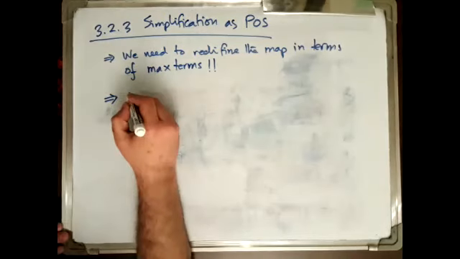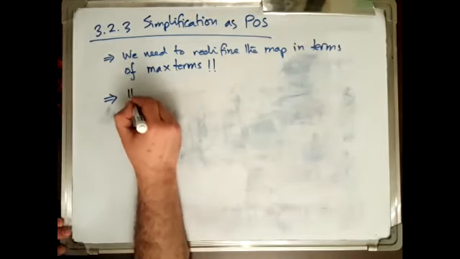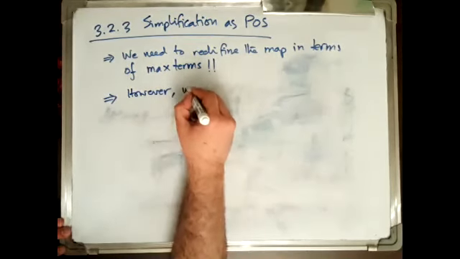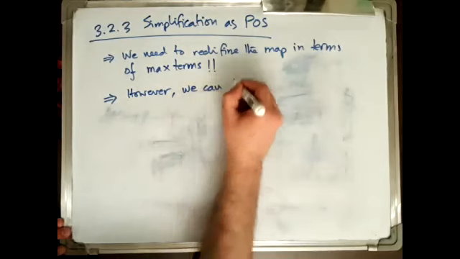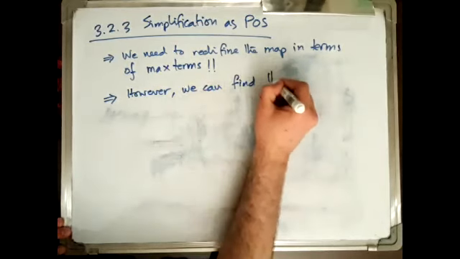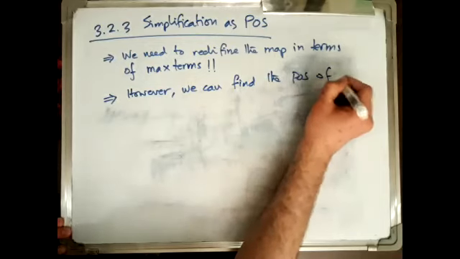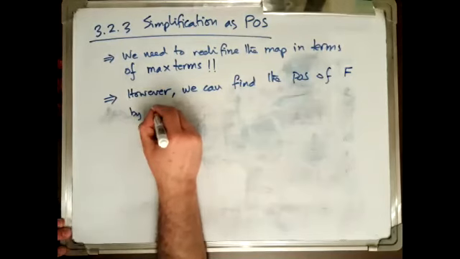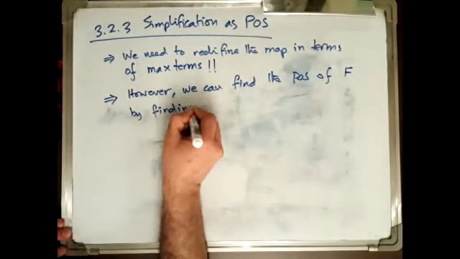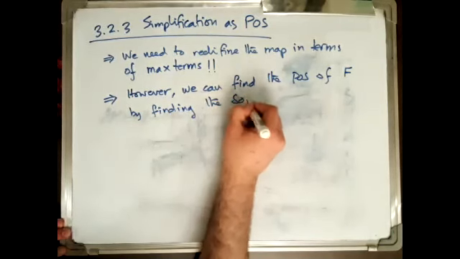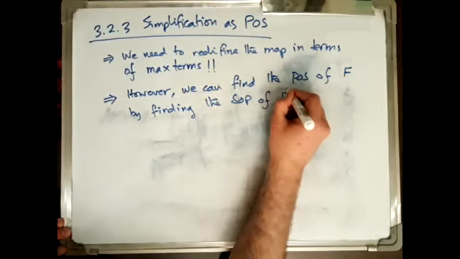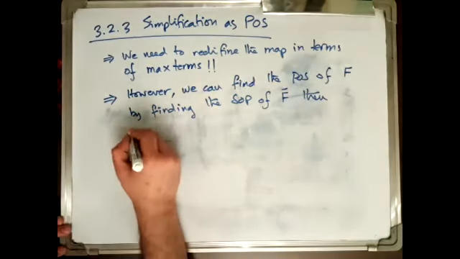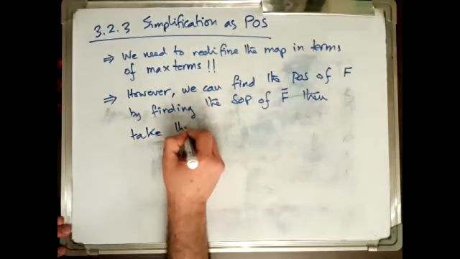So basically, to avoid this, we can find the POS of some function f by finding the SOP of f bar, then take the complement.